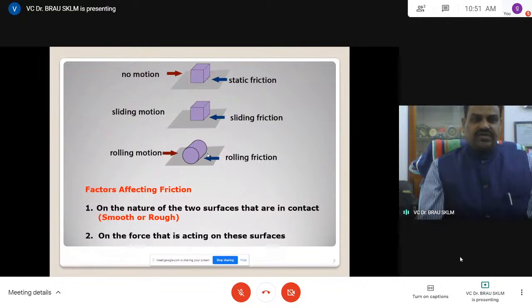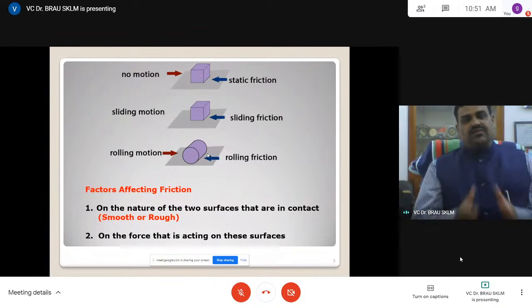What are the factors generally affecting the friction? Why is the value changing? Mainly there are two factors. One is the nature of the two surfaces that are in contact, which I already mentioned: smooth or rough, semi-finish or finish. Different classifications are there. Similarly, rough can also be medium, very high roughness, or low. You can vary like that, but generally we classify as smooth or rough surface.